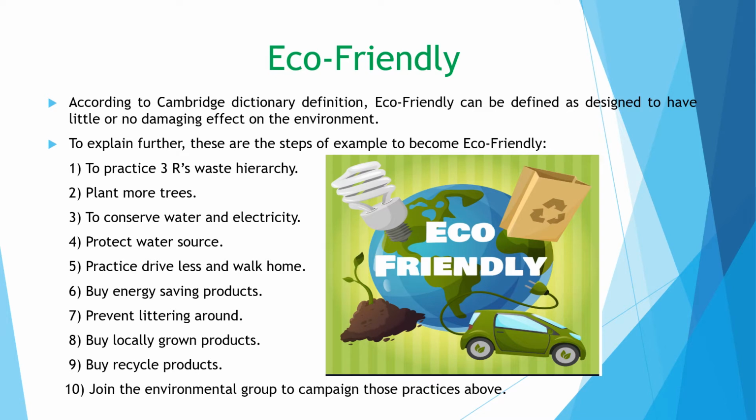Eco-friendly. According to Cambridge Dictionary definition, eco-friendly can be defined as designed to have little or no damaging effect on the environment. To explain further, these are the steps of example to become eco-friendly. Number one, to practice 3 R's waste hierarchy, that is reuse, recycle, and replace. Number two, we plant more trees. We are encouraged to plant more trees so that it will be more green, more clean air.